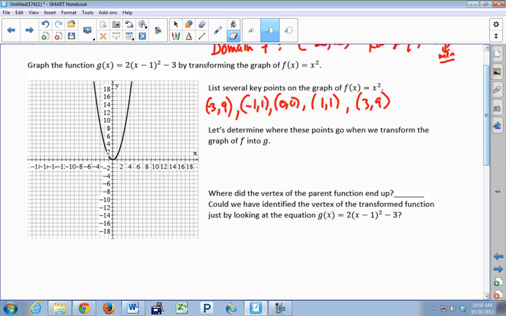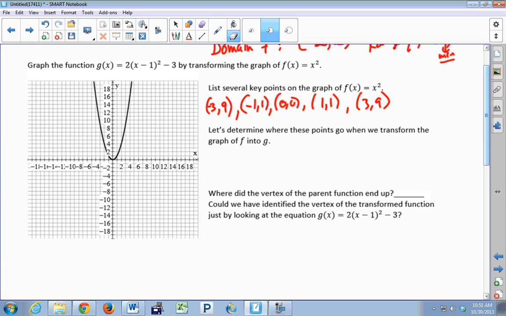So let's determine where these points go when we transform the graph of f into g. Well, first of all, look at the equation for g. How many actual pieces or transformations have we done to x squared? Just the number of them. How many transformations will we do to x squared to arrive at that particular equation? How many? 3. Okay, so let's identify the 3 transformations we're going to do.